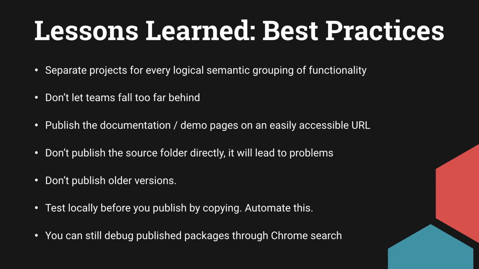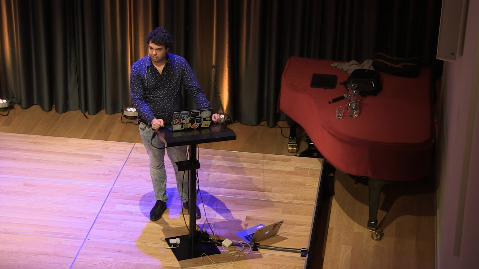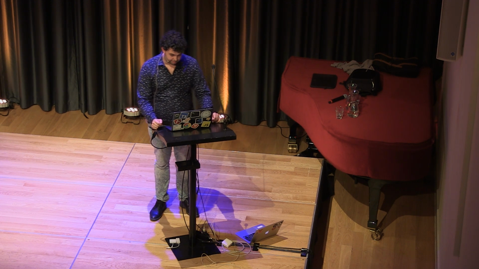To finish it up, I'd like to share a few things that we've learned, some best practices, if you will, to help you get along. Separate projects for every logical, semantic grouping of functionality. So what I mean is, if your table component is also starting to contain search functionality, it might be a good idea to split them up and create a search component inside of your library as well. Because who knows when you need to use search again. You might need it again.